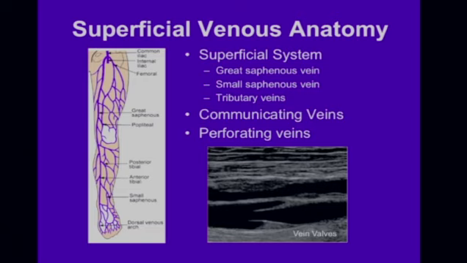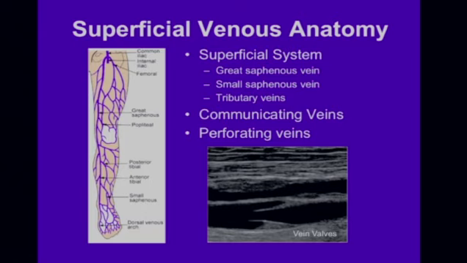There are also tributary veins. Communicating veins connect one part of a system to another, and perforating veins connect the deep and superficial system. They perforate the fascia and are so-called perforating veins. The other major connections between the superficial and deep system are the great saphenous vein at the femoral vein, in the common femoral vein, and the small saphenous vein, typically at the popliteal vein.